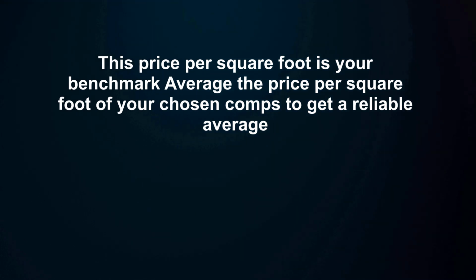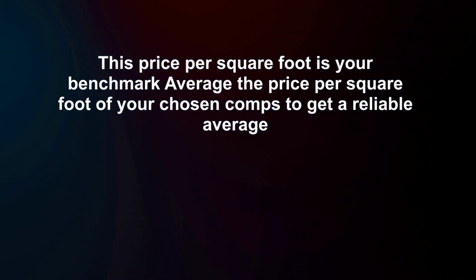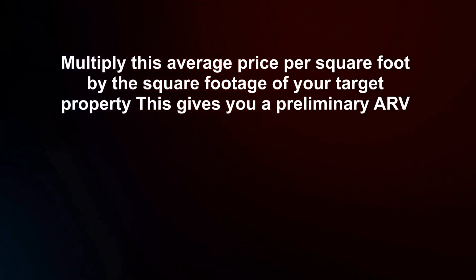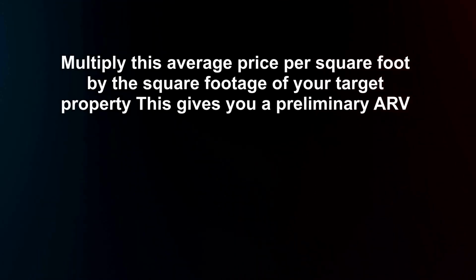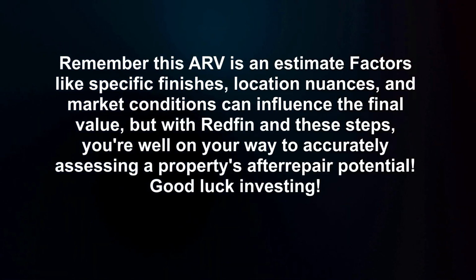Average the price per square foot of your chosen comps to get a reliable average. Multiply this average price per square foot by the square footage of your target property. This gives you a preliminary ARV. Remember, this ARV is an estimate.